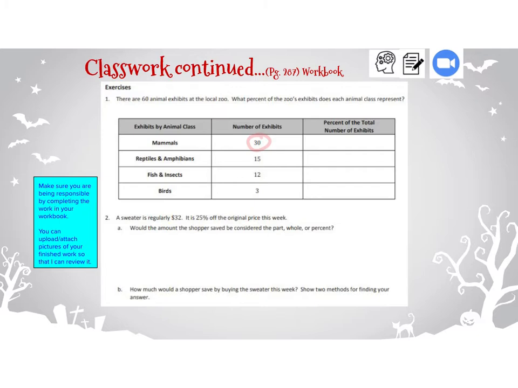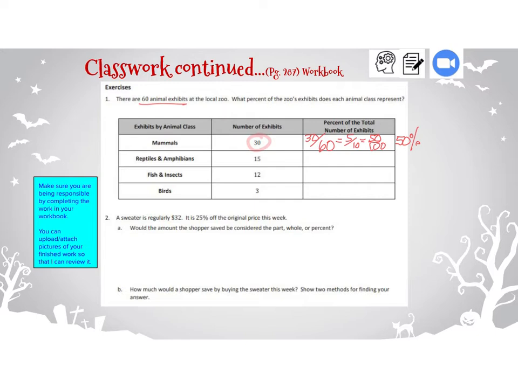Well, now they said there's 60. So if we've got 30 out of 60, 30 exhibits of mammals out of 60 total. So 30 over 60. If I divide top and bottom by 6, I get 5 and I get tenths, 5 tenths. But then I want to get that back up to 100, so times 10 times 10 is 50 over 100. So that is 50%. Okay.